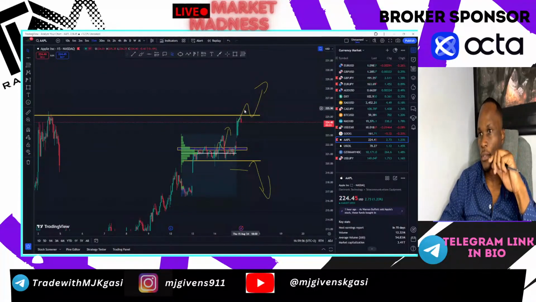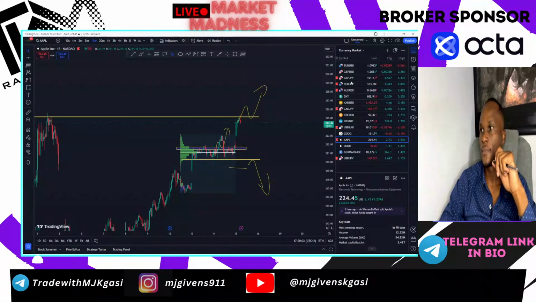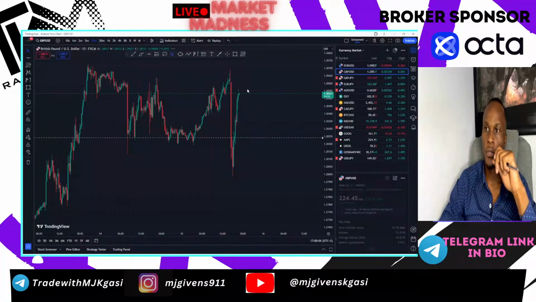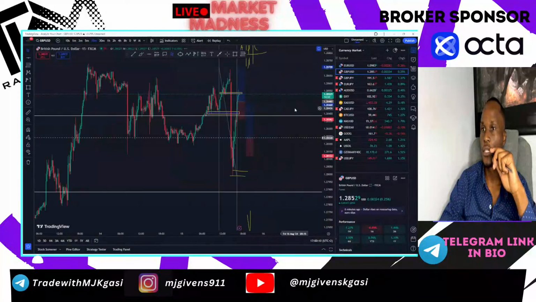Still looking at Apple. Want to break above 225 a share. Retest at that level, I'm buying. Still holding my buy on British Pound USD.